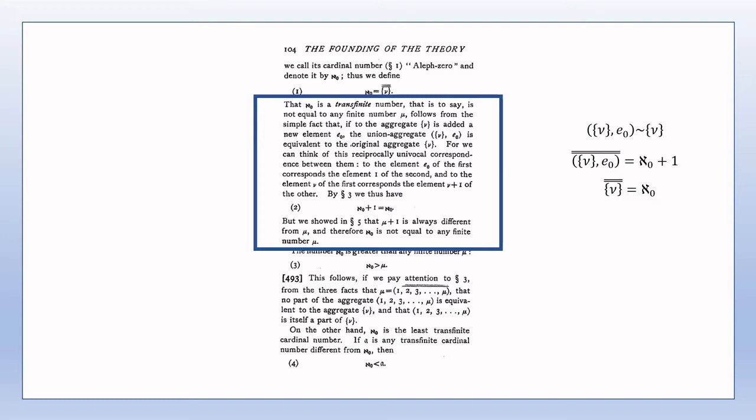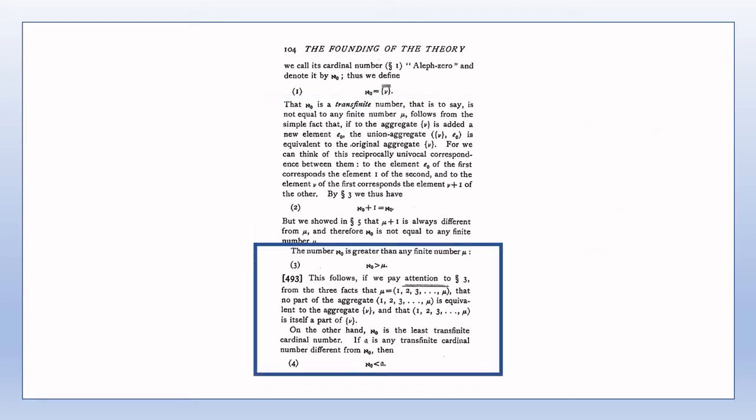However, by the results of section 1, two aggregates are equivalent if and only if they have the same cardinal number. And so the cardinal number of nu, which is Aleph-Naught, and the cardinal number of the union aggregate of nu and the object E0, which is Aleph-Naught plus 1, are equal. Thus, Aleph-Naught plus 1 is equal to Aleph-Naught. Therefore, Aleph-Naught cannot be a finite cardinal number.